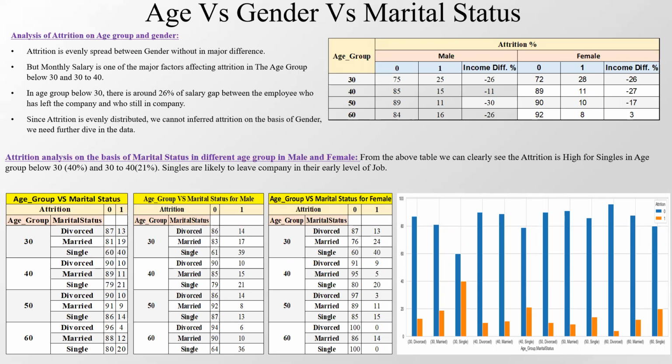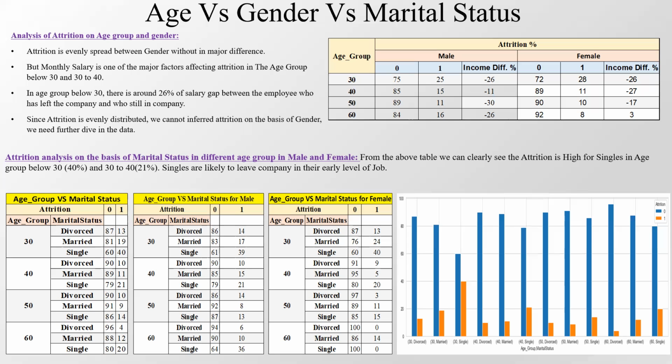So we have further divided this data in terms of marital status: single, married, and divorced. There we have seen that in the age group under 30, there is a maximum attrition of 40% in terms of singles who are under 30. And if we further drill down the data in terms of male and female, we have seen 39% attrition in males under 30 and 40% in females under 30. Same thing we can see between age group 30 and 40 also. The singles there show 21% and 20%.